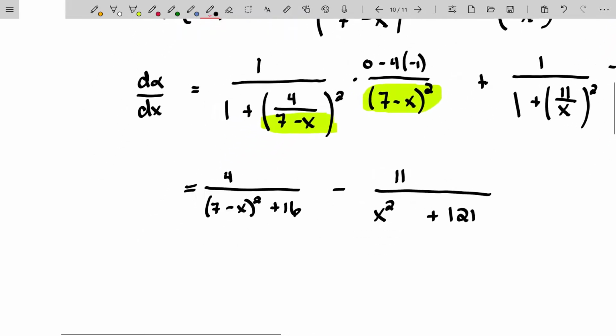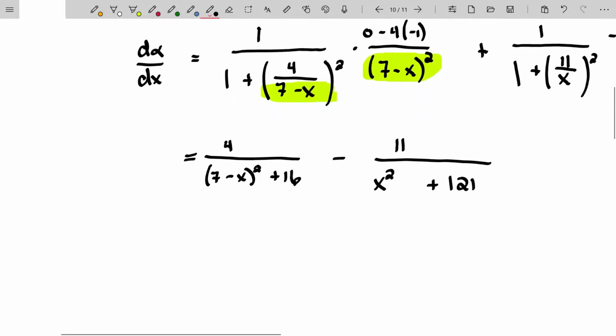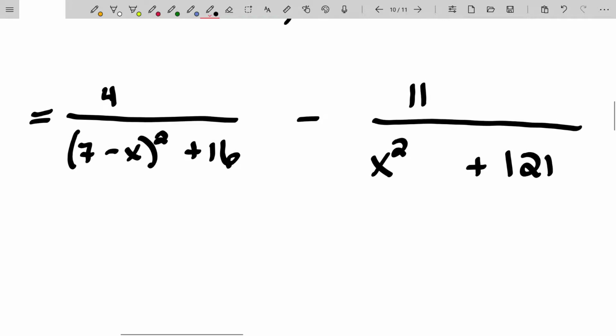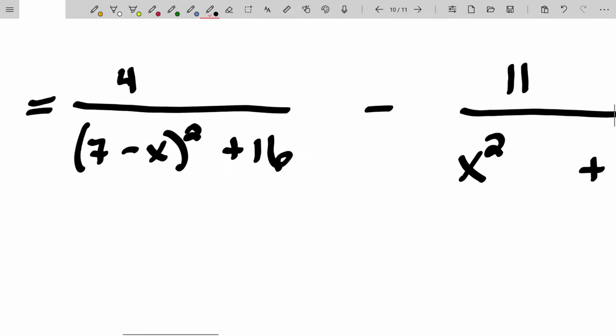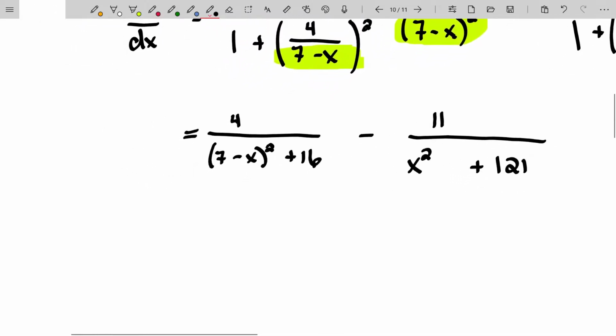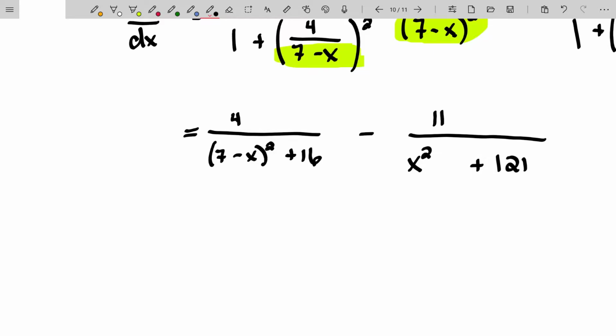And now I can go ahead and set this derivative equal to 0. You might be wondering why I'm not saying when is this derivative undefined. It's because that derivative is never undefined. It always exists because of the fact that these are sums of non-negative numbers, and one of them being positive. So these denominators are always positive.